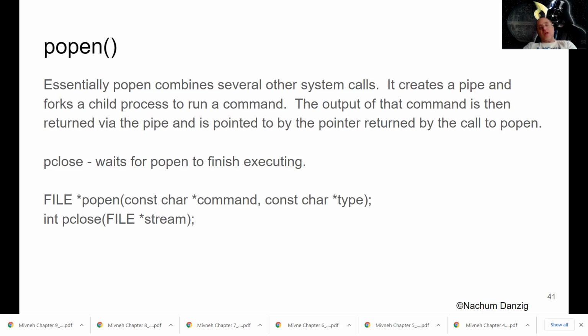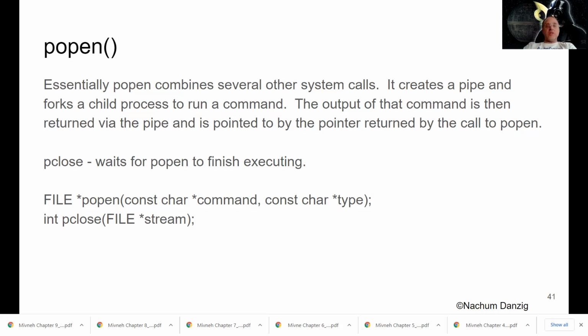Okay, popen. Popen is a funny command that combines some things. Essentially, popen combines several other system calls. It creates a pipe, forks a child process, and runs a command. The output of the command is then returned via the pipe and is pointed to by the pointer returned by the call to popen. Pclose waits for popen to finish executing. So it's not going to actually close anything. It's just going to sit there and wait.